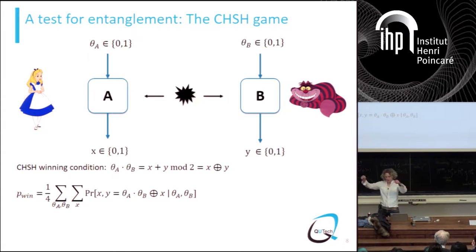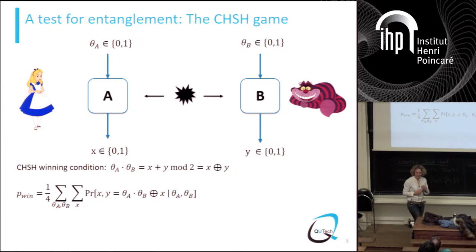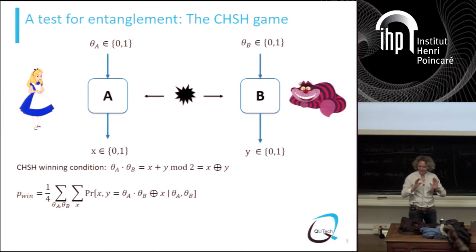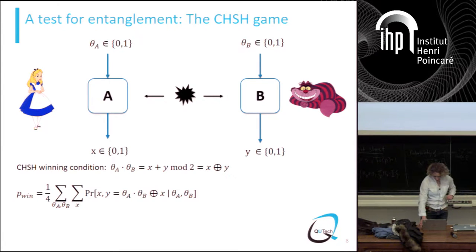You mean the same inputs? Yeah, so if I were to later assume the device is IID, I guess this will be fine. But actually, I'm not going to assume that. I'm going to, in fact, allow the devices to have memory so they can remember what comes before. Okay. So what's up with this game?